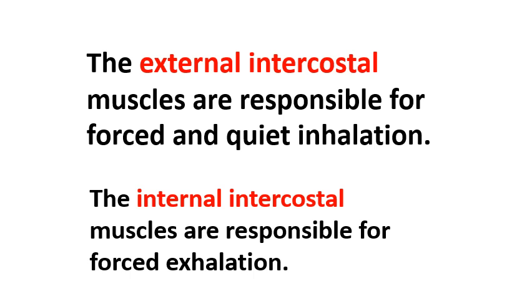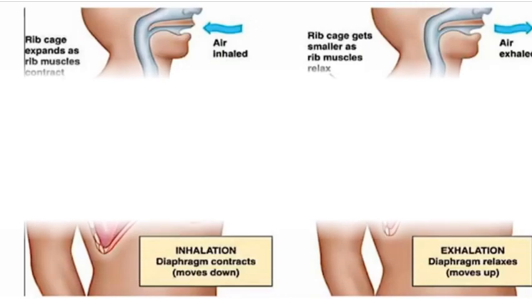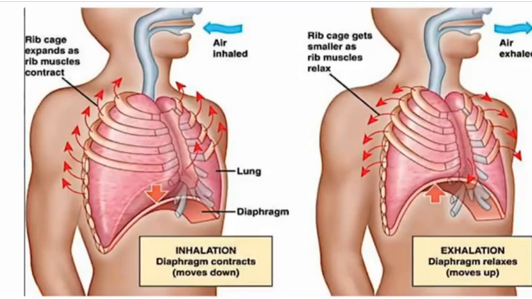Now what is the question that comes in the mind? What is the role of these two muscles, that is external and internal intercostal muscles? The roles of these two muscles are very important. Now see in this diagram you can understand that in the first diagram the process is called inhalation, where it is clearly written that diaphragm contracts or moves down.